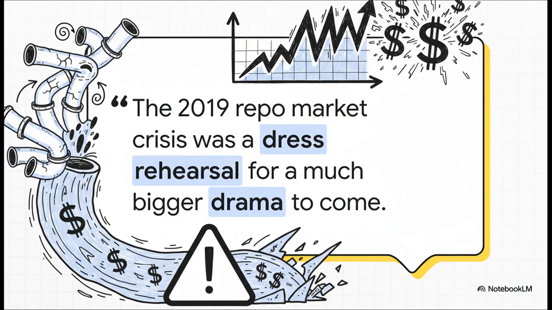Now, you have to think of the repo market as the absolute essential plumbing of the entire financial system. It's where banks do overnight lending to each other. Suddenly, rates just exploded, shooting up from 2% to 10%. That meant cash had completely dried up. The system was seizing. The Fed had no choice but to slam the brakes on QT, reverse course, and start pumping money right back in. It was a massive, flashing red warning sign.